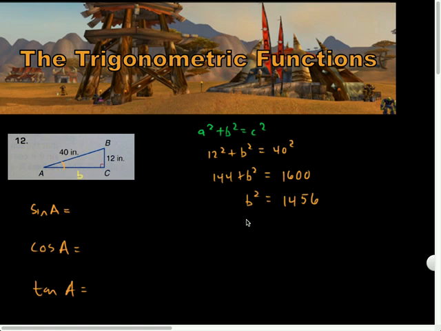I wonder, is there a perfect square that goes into 1456? It's not obvious. Oh, it is divisible by 4. And then is that divisible by? Oh, 16 goes into it. Yeah, so if I root both sides.